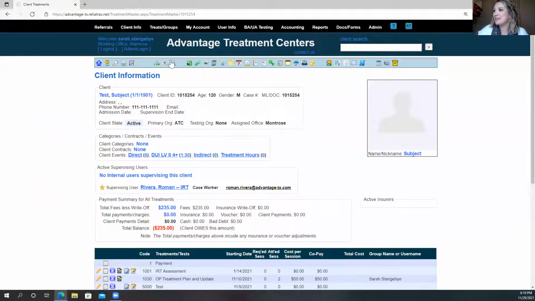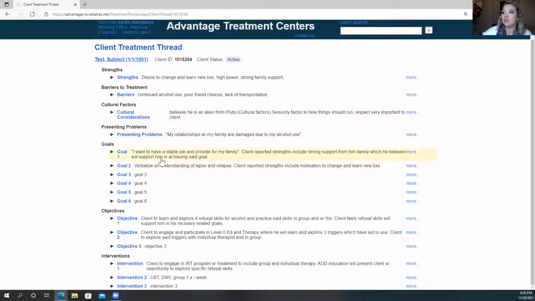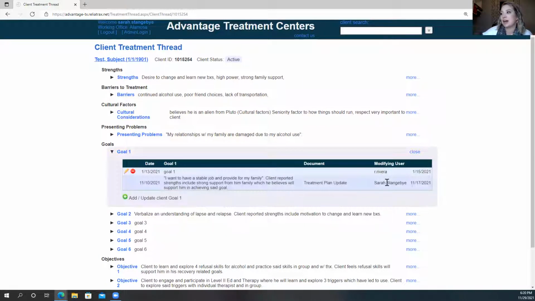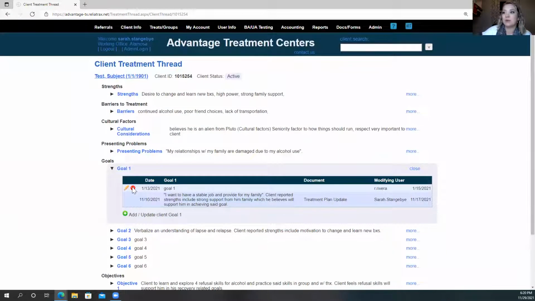If you come up into the icon bar, it's actually this green little thread that says client thread. I can click into it. There we go. It gives you a timeline of when these goals were created. I can click in there and see that I created this on the 17th. Roman created goal number 1. That's very descriptive there, Roman, on January 15th of this year. And so this is the thread, and that's why those were showing up.